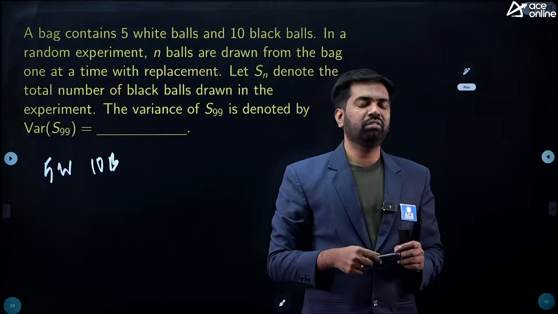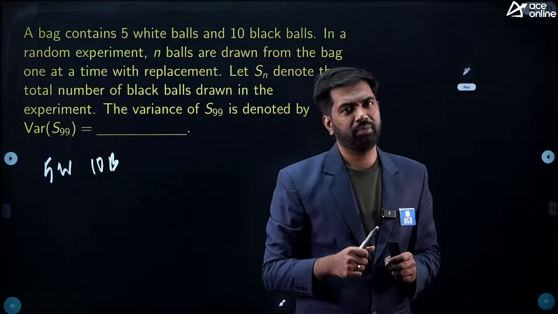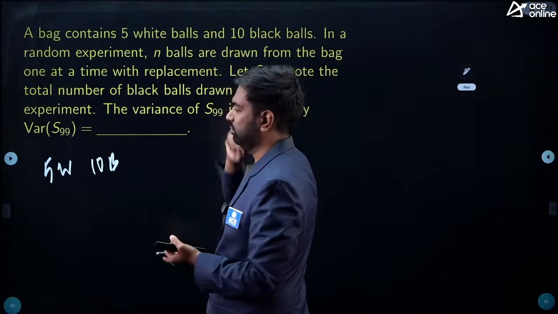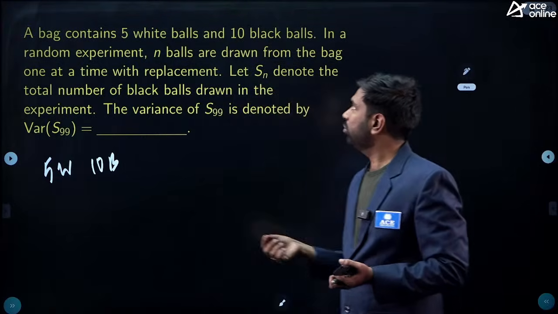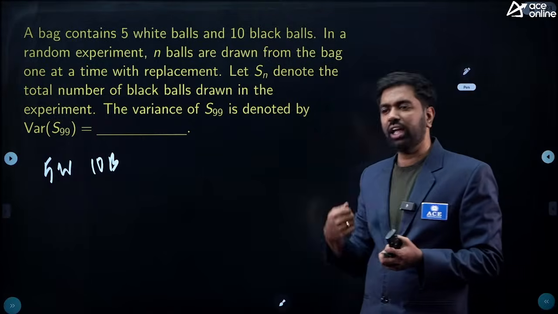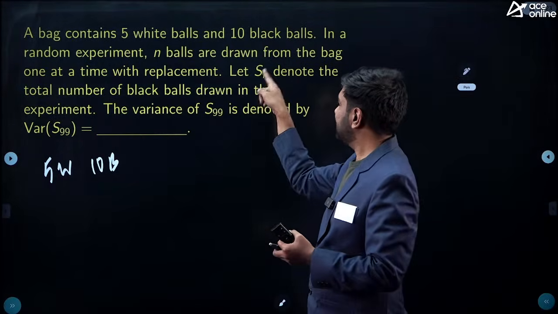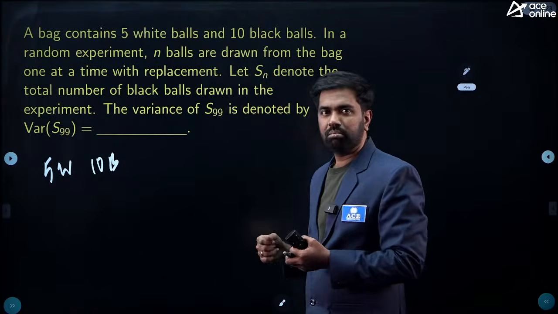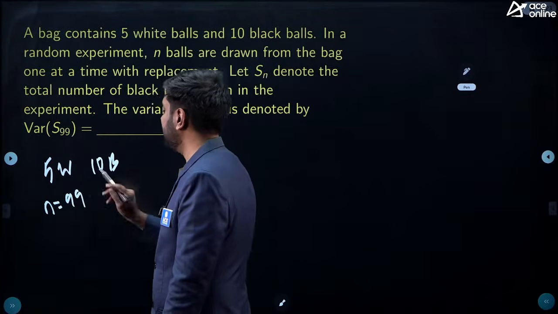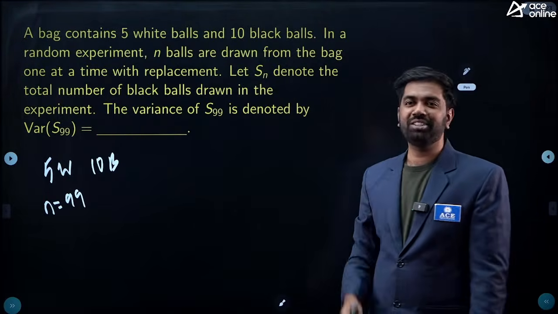When you read this question, the majority of the students would not have understood it. Maybe they have understood up to this point: there are 5 white objects and 10 black, and they are drawing n balls. By the way, in the question it is Sn and here S99. So what is n? n is 99. So now 99 balls are drawn.